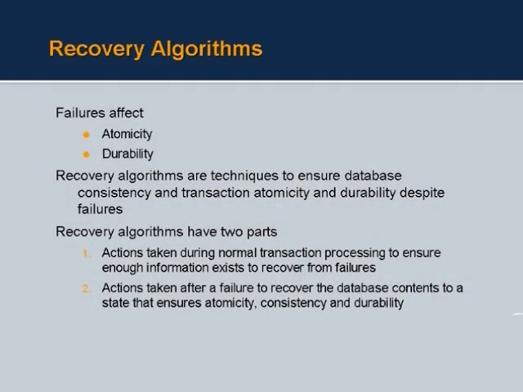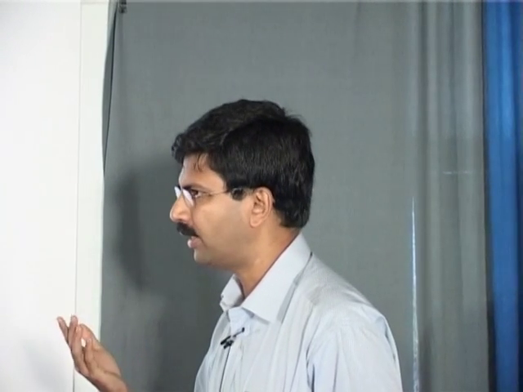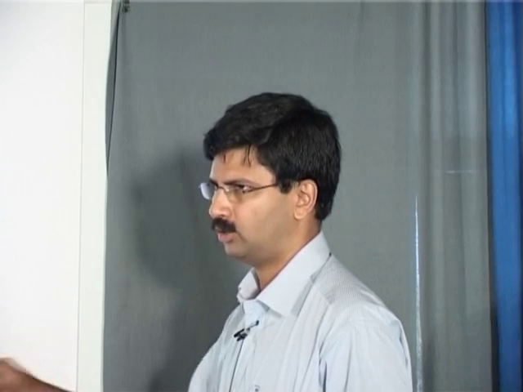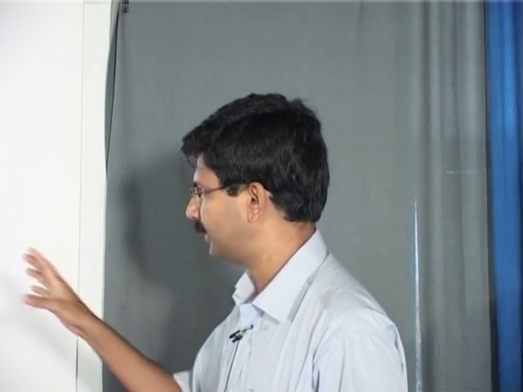Now, if a failure happens, then this saved information is used to recover from the failure, either to roll back the transaction if it is to be aborted, or if the transaction is committed, to in effect redo it. If the updates were not quite made to the database, but the information about the updates is available, it can redo the actions so that the database comes back to a state which reflects the completion of the transaction. So the transaction's updates are durable.